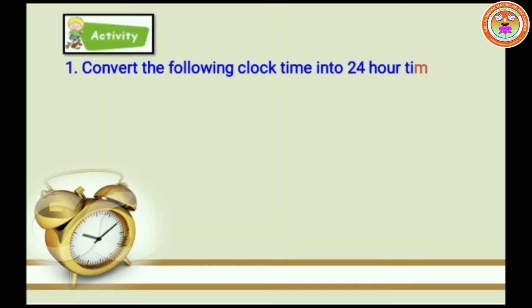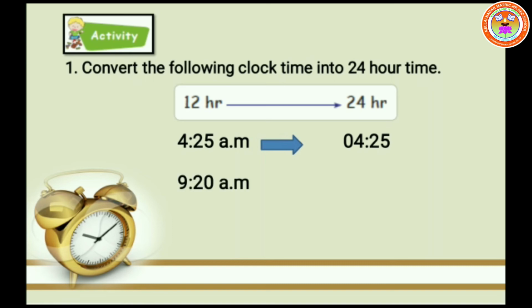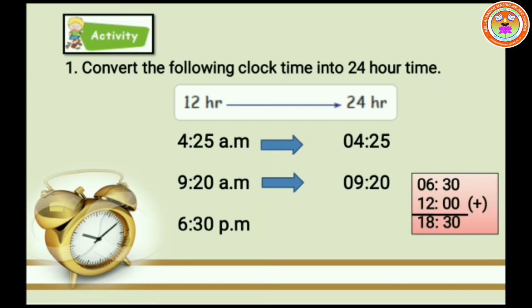Activity. First one, convert the following clock time into 24-hour time. 12-hour, 24-hour. 4:25 a.m. We want to convert into 24-hour. 4:25 hours. 9:20 a.m. That is 9:20 hours. 6:30 p.m. That is 6:30 plus 12. 0, 3, 6 plus 2, 8, 1. That is 18:30.